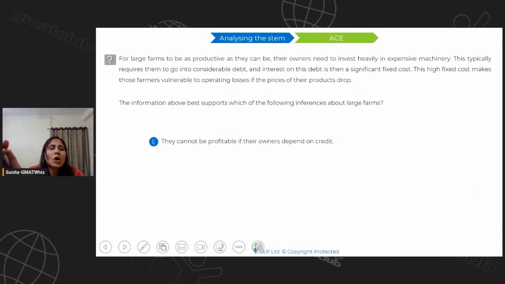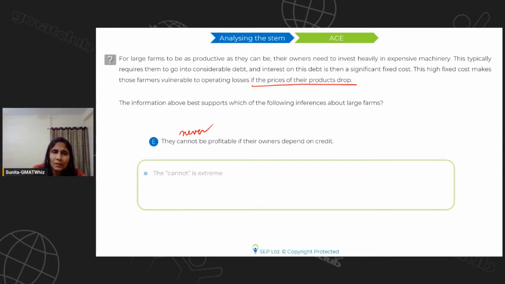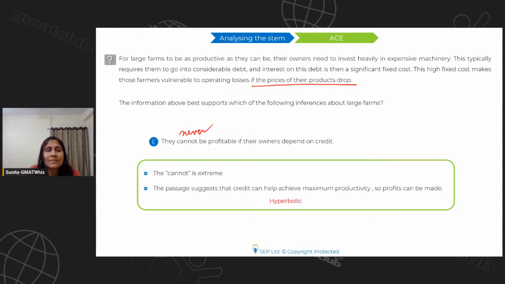E, they cannot be profitable. Cannot as in never, never. So this choice is saying these large farms can never be profitable if their owners depend on credit or loan. Well, one scenario is given to us when they cannot be profitable, but they will never be profitable. What if the prices don't drop? They could be profitable, right? So this is a very exaggerated, what we call hyperbolic choice, and therefore incorrect. All right. So I hope that's clear.